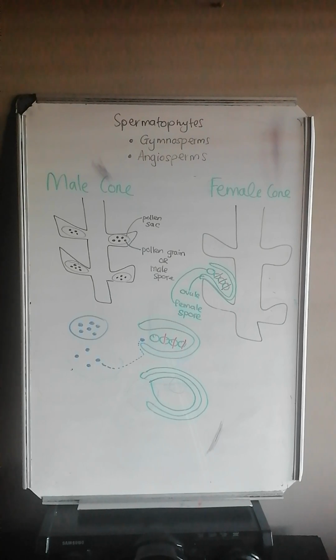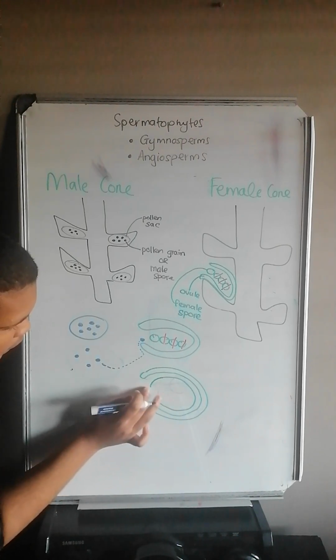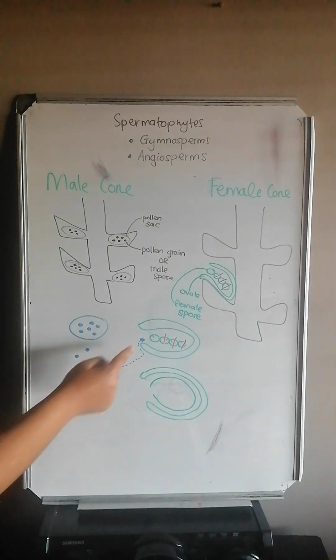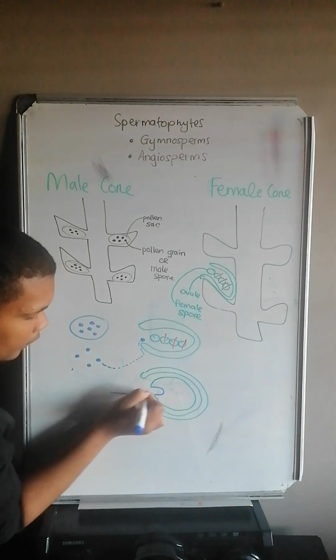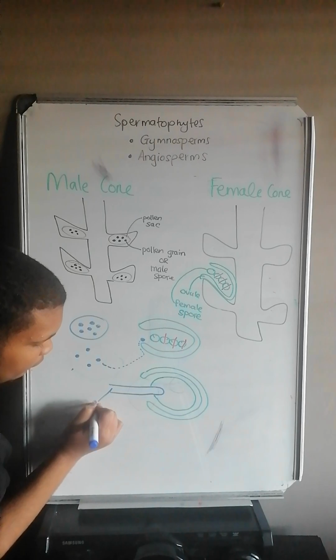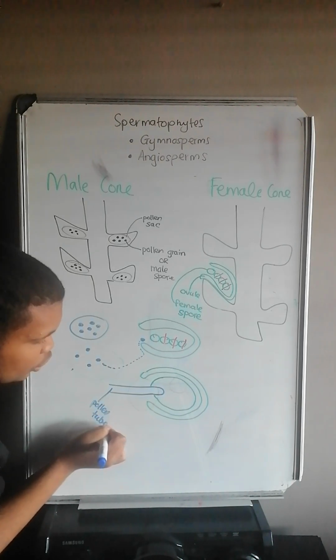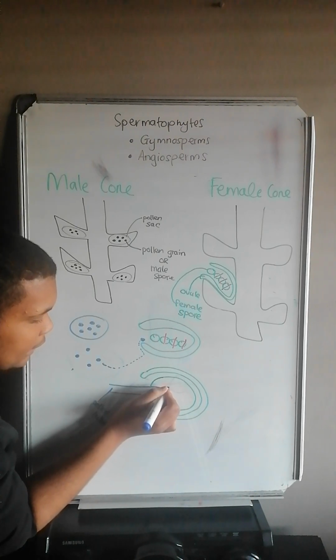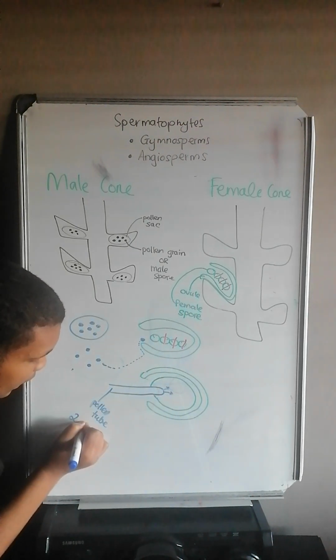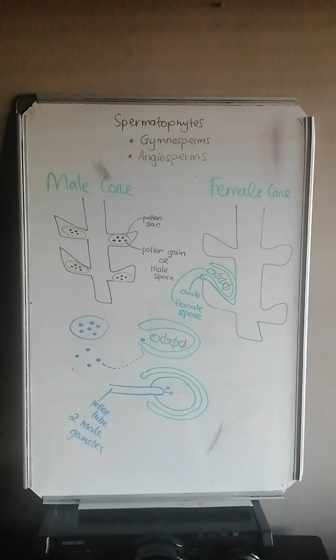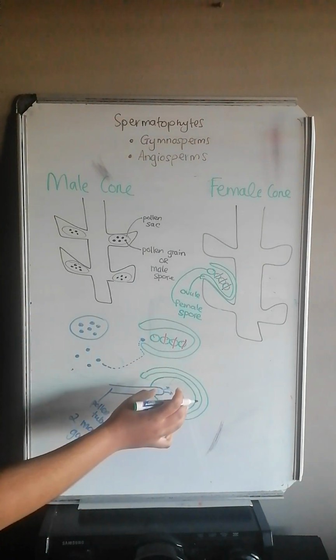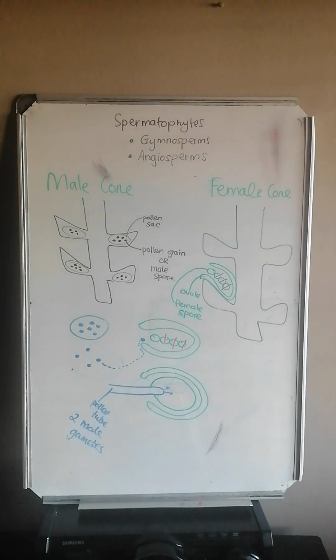And what happens here is that this male spore develops into a pollen tube. And this pollen tube contains 2 male gametes. Remember, this is now that spore, but we don't call it a spore anymore. We now call it the female gametophyte.